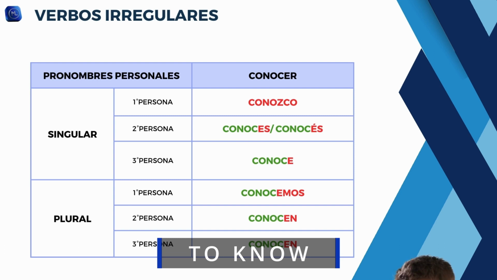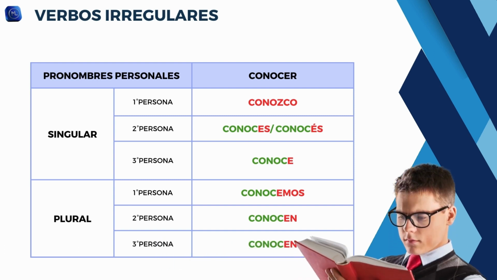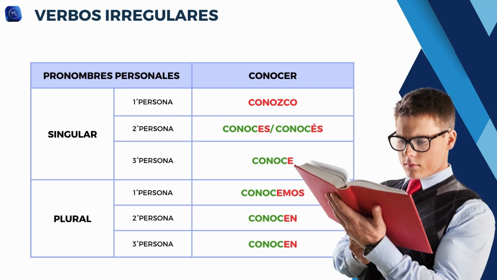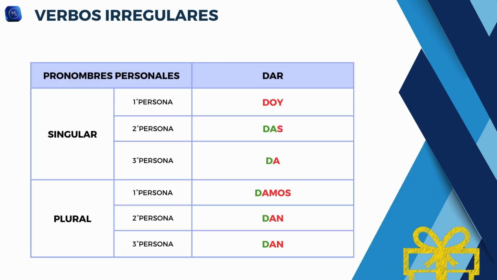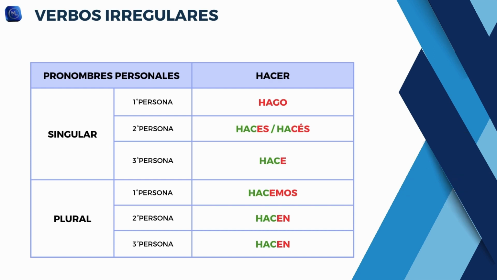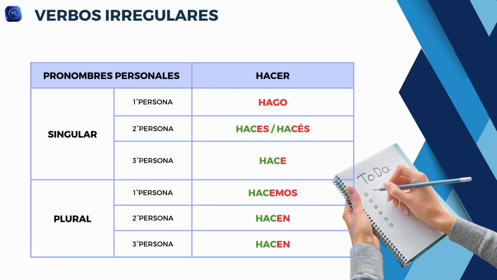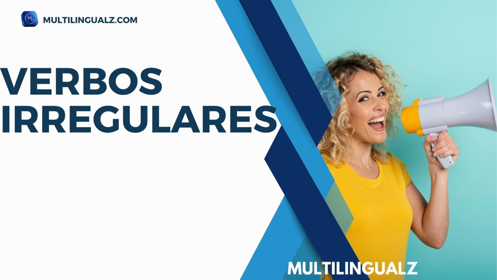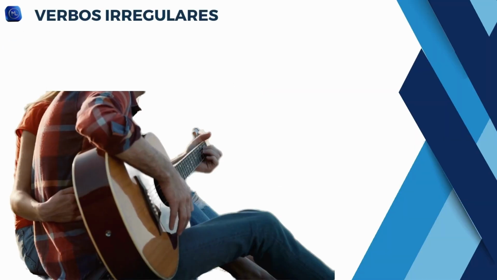Conocer. Conocer is used to express familiarity or lack thereof with a person, place, or thing. For example, you can know or be familiar with a book, a movie, a country, or a certain person. Dar. That means to give. Hacer. Meaning to do or to make. When using these verbs, remember that it's just the first person singular that is different. All of the rest of the conjugations follow the same pattern as the regular verbs.